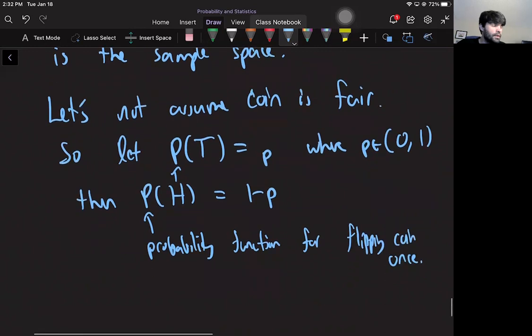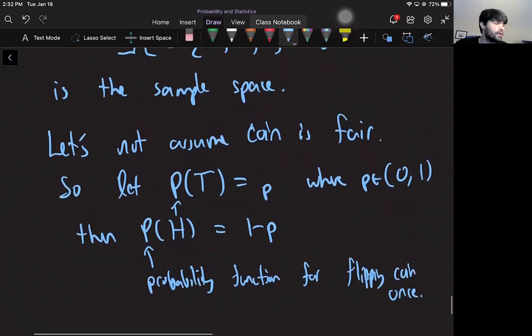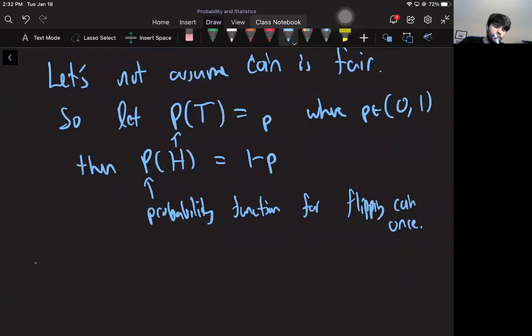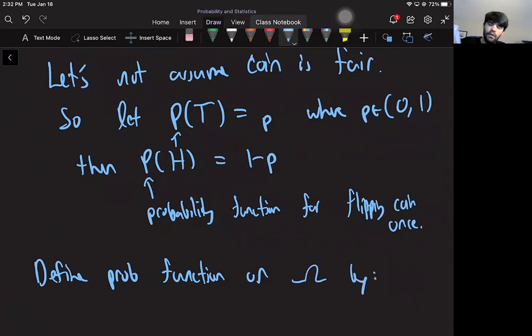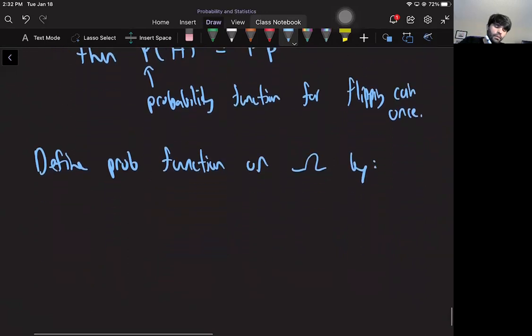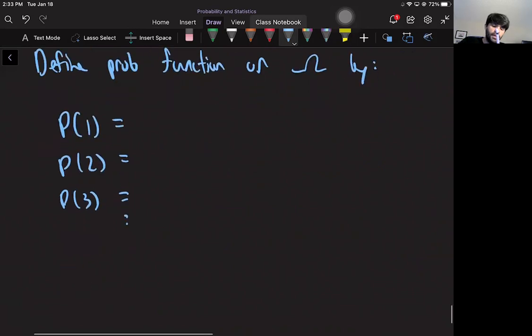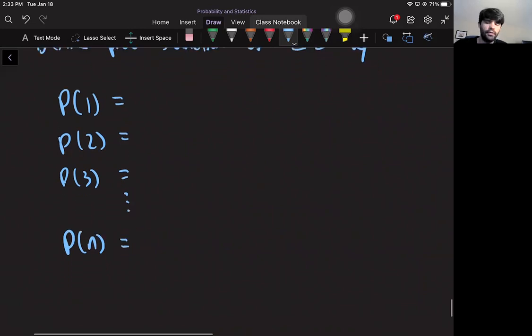Okay. So then now let's get the probability function for this sample space. So define a probability function on omega by, well, just like before, what I need to do is say the probability of any event, but what I can secretly do instead is figure out the probability of each outcome. But there's infinitely many. So what that means is I need a formula in general that will work for any number n, and then that'll define a probability function for me.